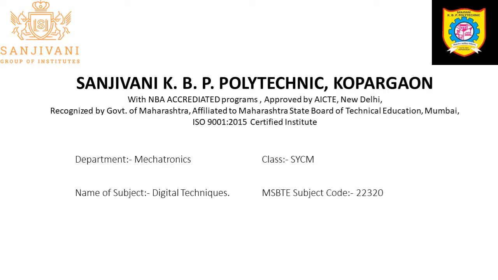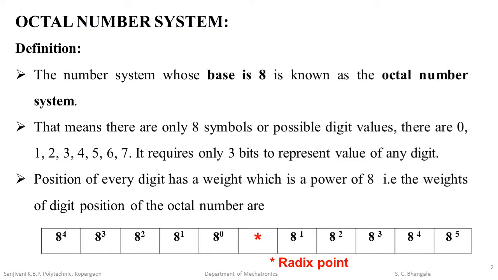Hello students, now we'll discuss how we can convert a given octal number into the binary number system. But before this, we will see what is meant by the octal number system. The octal number system is the system in which the base or radix of the system is 8. That's why this system is called the octal number system.